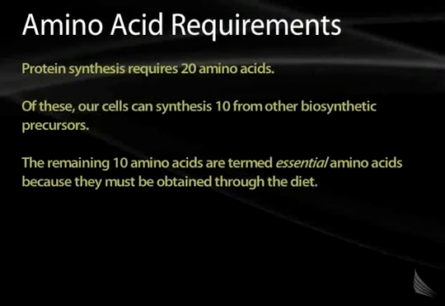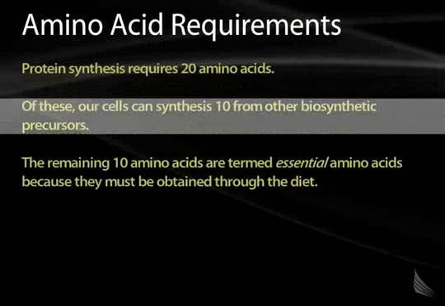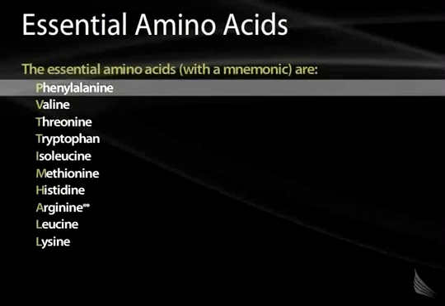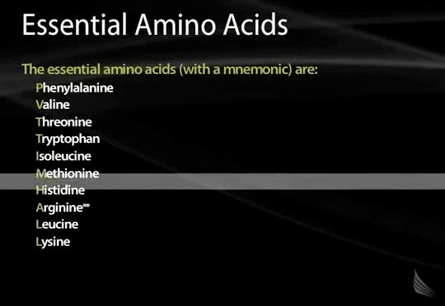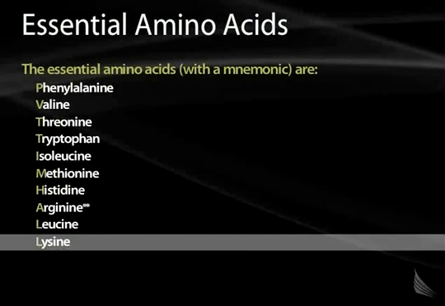Now, what are the requirements for amino acids in our diet? Remember that protein synthesis requires 20 amino acids. Of these, our cells can synthesize 10 from other biosynthetic precursors. The remaining 10 amino acids are termed essential amino acids because they have to be obtained from the diet. The essential amino acids are phenylalanine, valine, threonine, tryptophan, isoleucine, methionine, histidine, arginine, leucine, and lysine. There's a little mnemonic that we can use to remember this, Private Tim Hall. If you can do those in order, then you can remember which of the amino acids are essential.